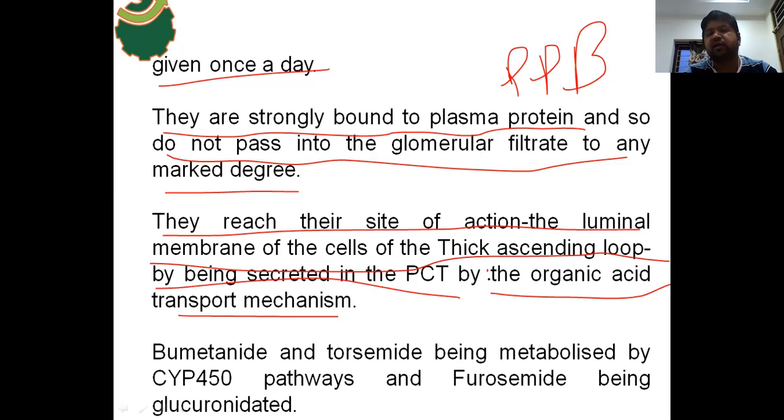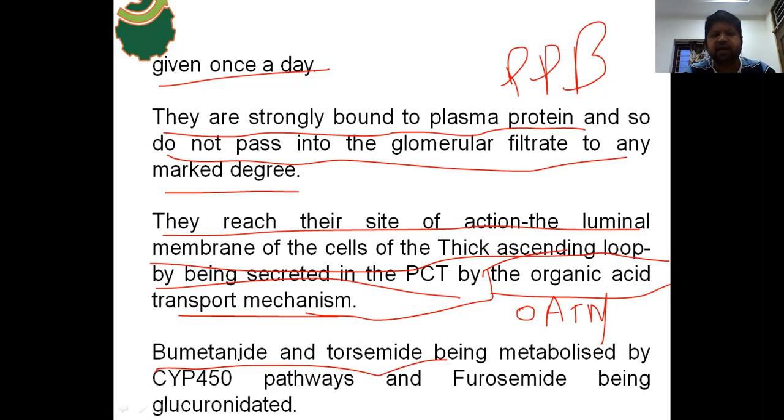That's what I am saying. They are mainly carried to the site of action by this OAT, as I mentioned, to which even uric acid will try to bind. That is the organic acid transport mechanism, OAT. Is it clear? So bumetanide and torsemide are metabolized by CYP450.